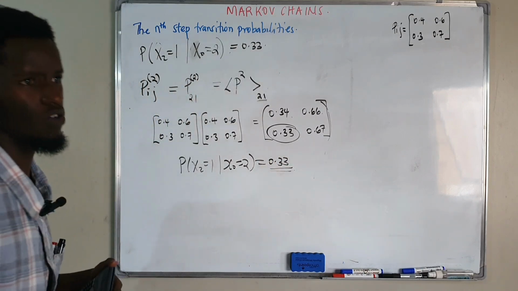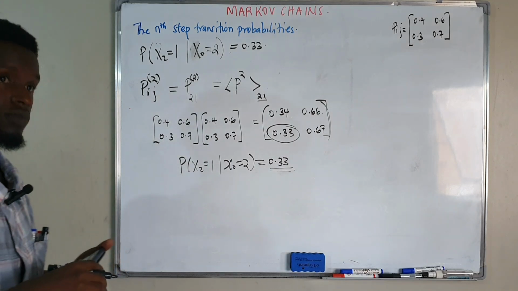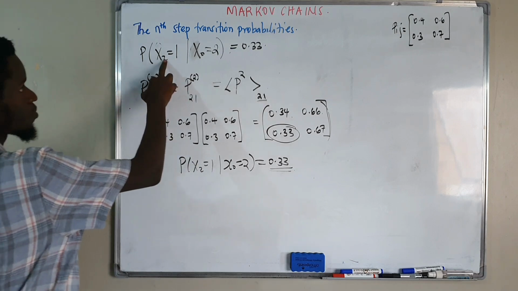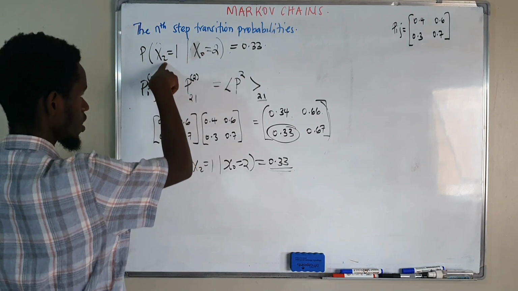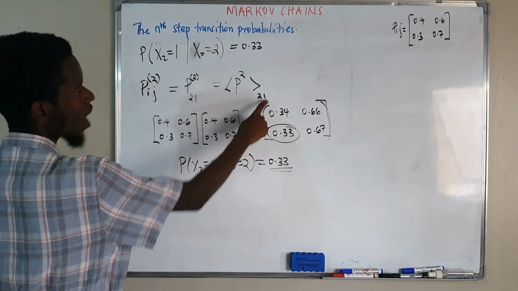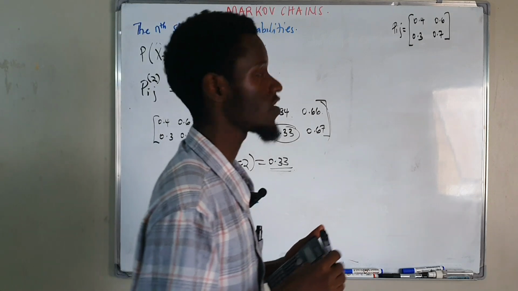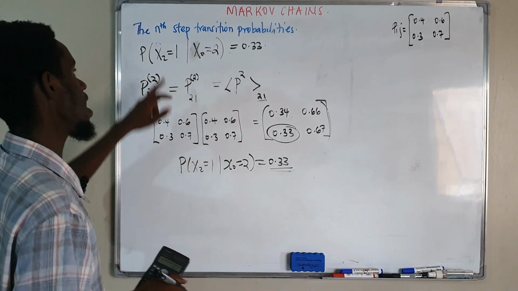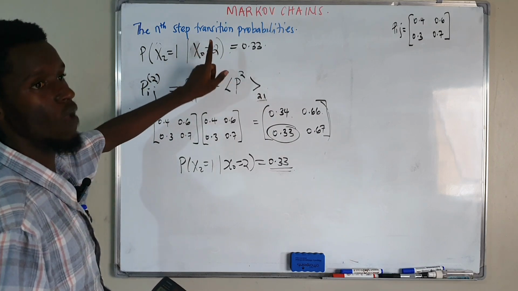Now I think this is becoming more simple and interesting. If I'm transiting from 2 to 1 and I have n steps, like my n is 2, I just need to square the transition probability matrix, then read off the 2 1 entry. And if we had 3 states, we would have a 3 by 3 matrix. If my n steps are like 5 steps, I just get P to the power 5, then I look at where I'm coming from.